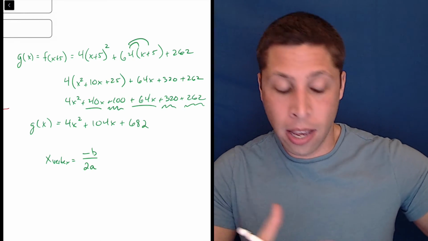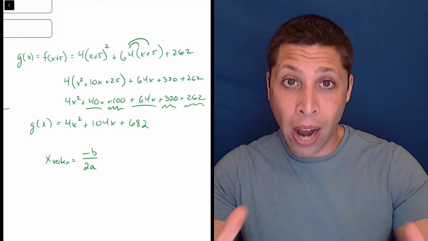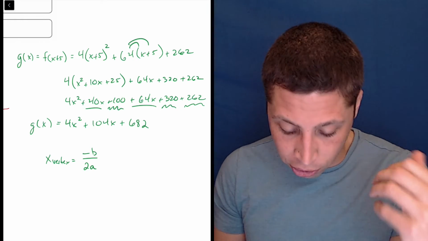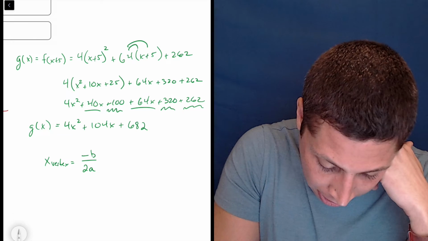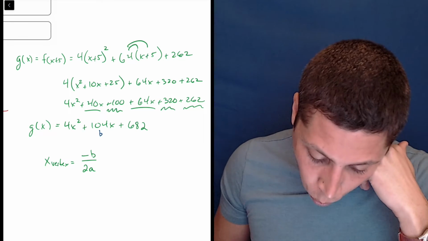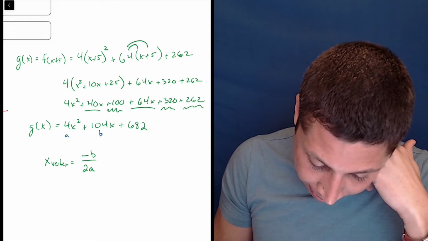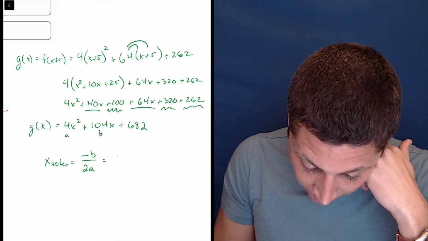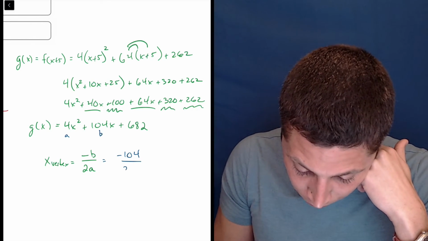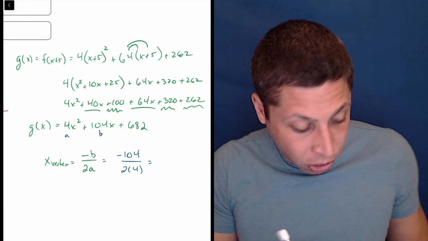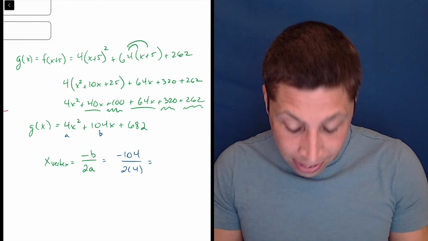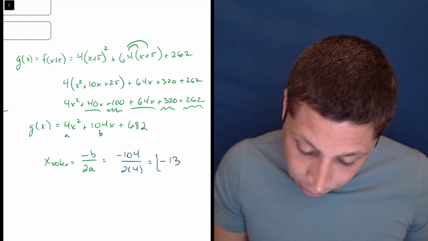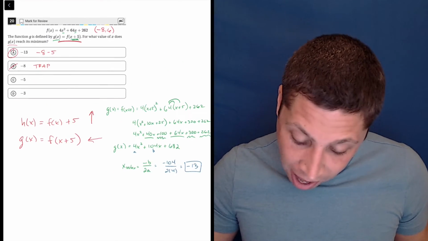Since my parabola, my quadratic, is in standard form, I can just steal. The b is 104, and the a is 4. So that's going to be negative 104 over 2 times 4. So negative 104 divided by 8 is negative 13, which is what we got.